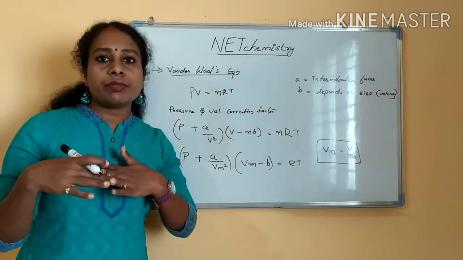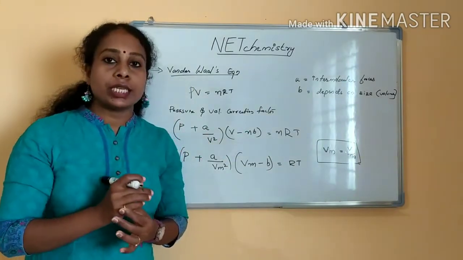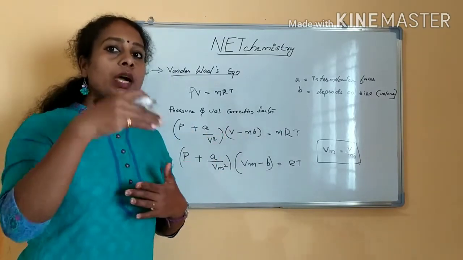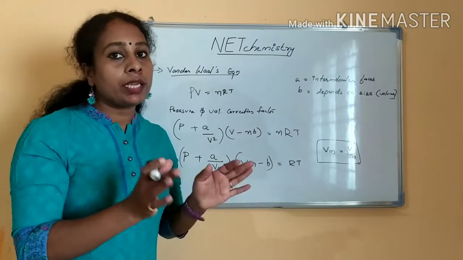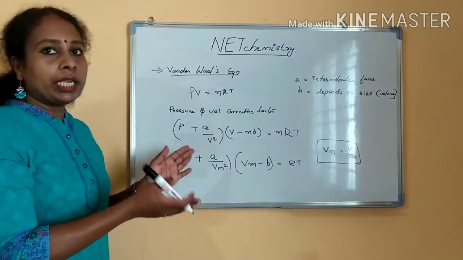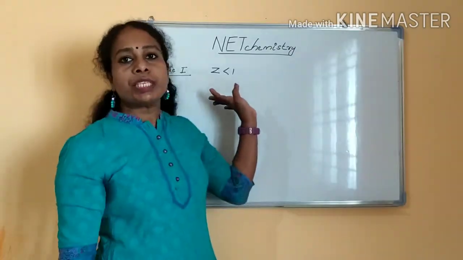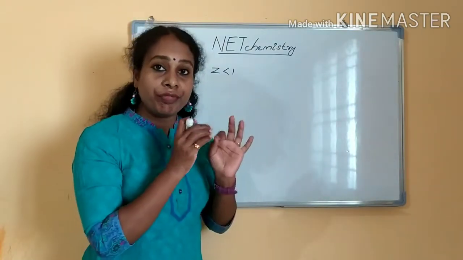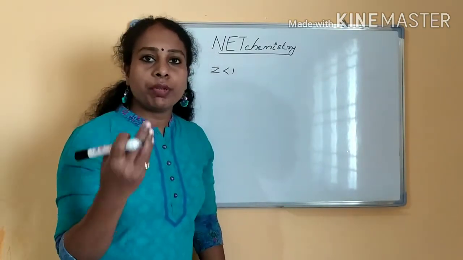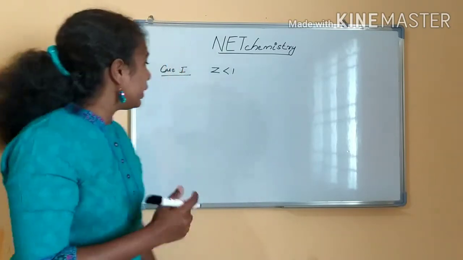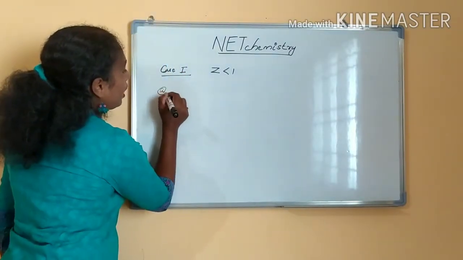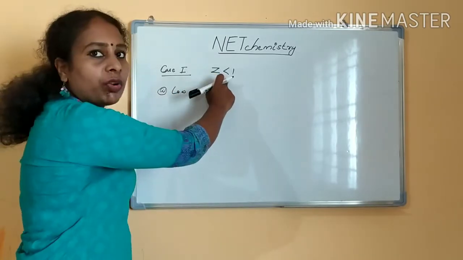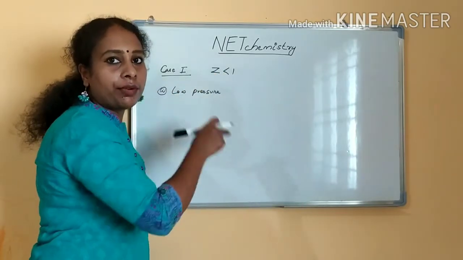So first we will see the first case. What is the first case? Z less than 1. How Z less than 1 comes, then how Z greater than 1 comes, is the real gas behavior. So I am taking case 1. At a very low pressure, what will happen? The volume will be very high at a low pressure. Case 1, at low pressure: we are going to prove how Z less than 1 comes.